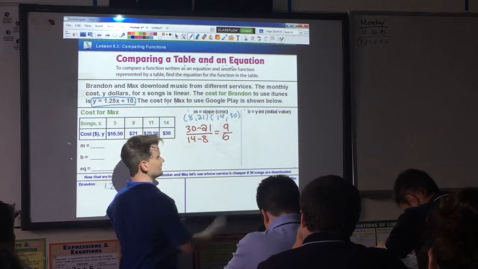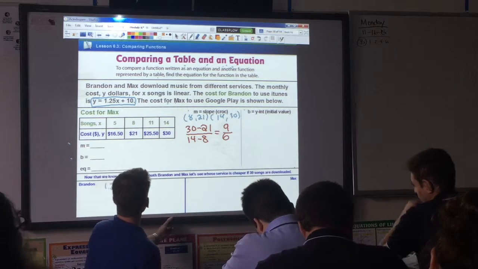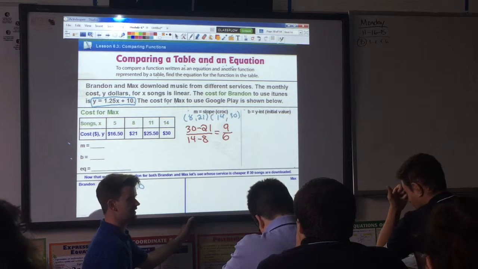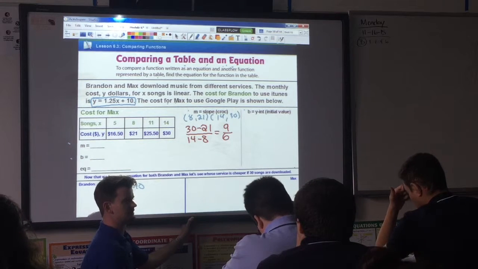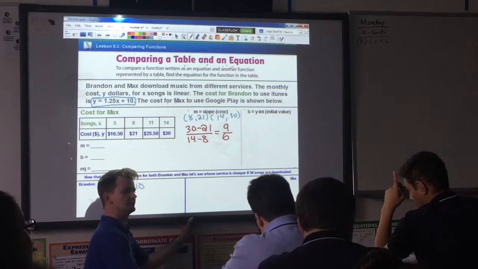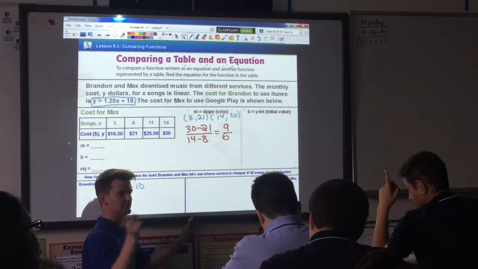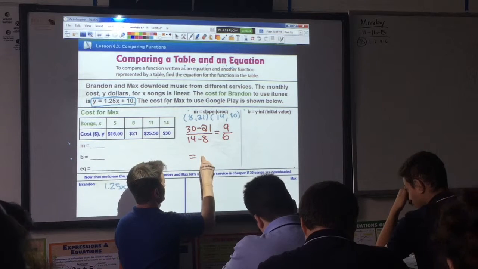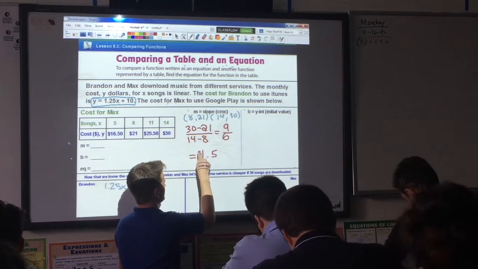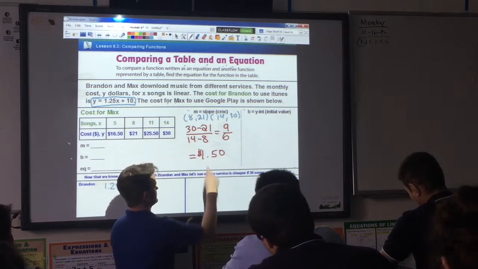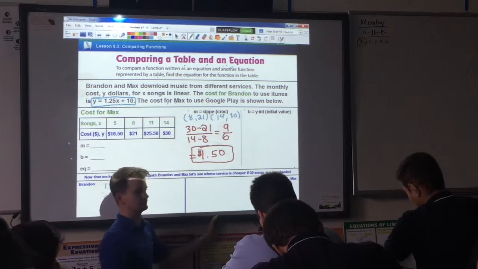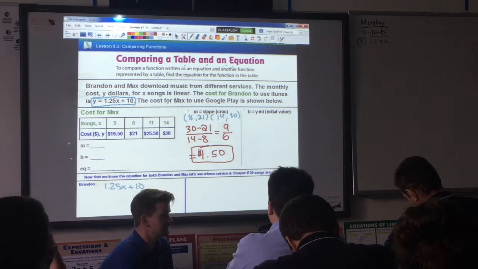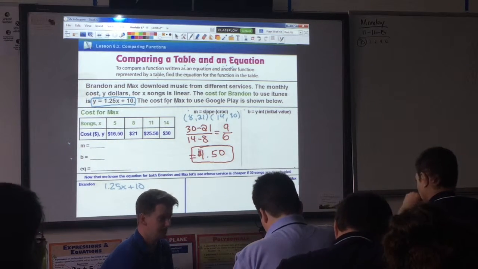Now, normally we would just simplify the fraction. But because we're talking about dollars and cents here, we need to turn this into dollars and cents. So, anybody tell me, what is 9 divided by 6? 1.5. So the slope here is going to be 1.5, or $1.50. That's my slope. Now I need to go back and find the y-intercept.